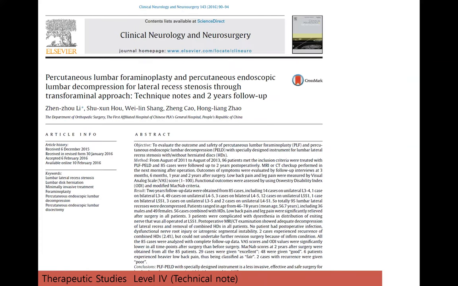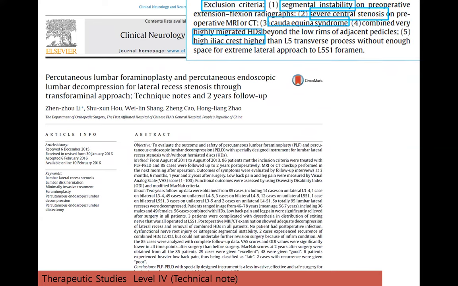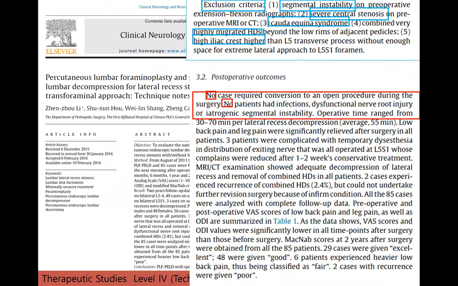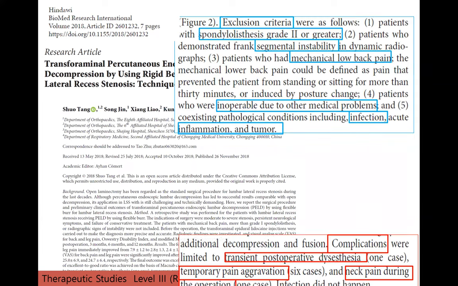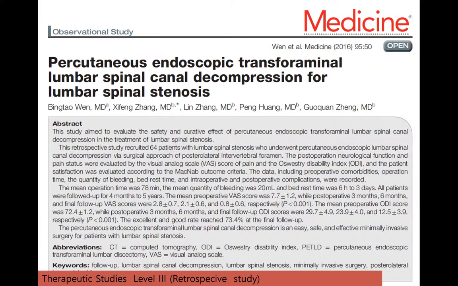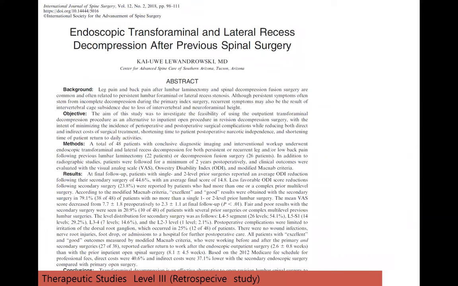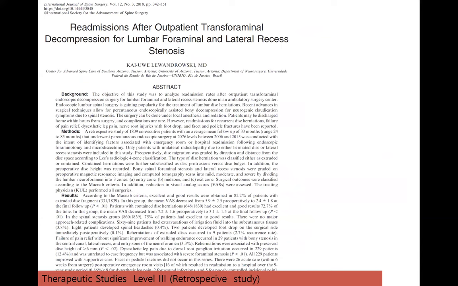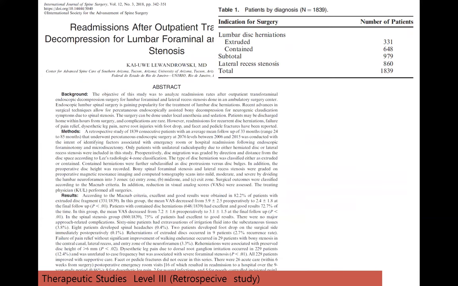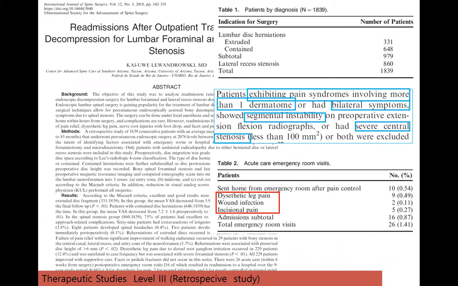This paper is a level 4 technical note that reported exclusion criteria and no complications. This paper is a level 3 retrospective study with exclusion criteria and complications. Also, this level 3 paper reported complications. This paper is level 3 with exclusion criteria and complications. And this paper, level 3, exclusion criteria and complications. This paper is a level 3 retrospective study, and the exclusion criteria and complications were reported.